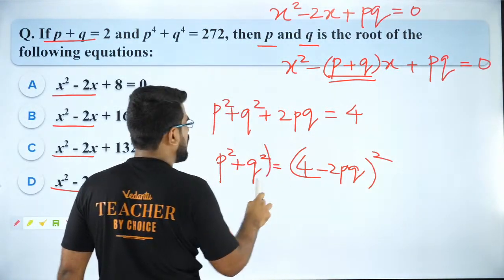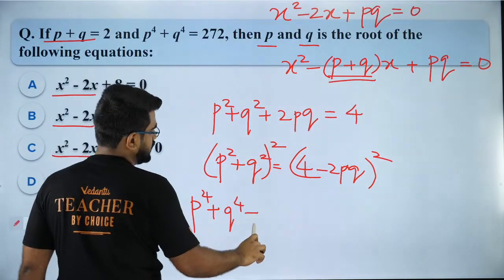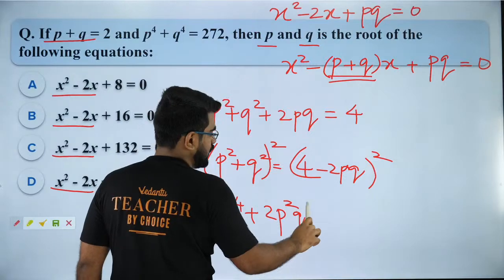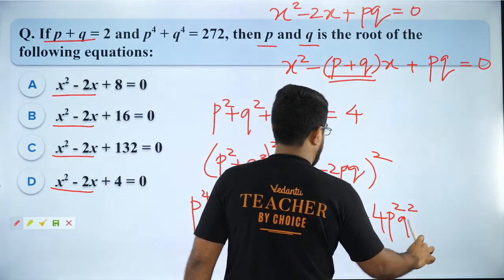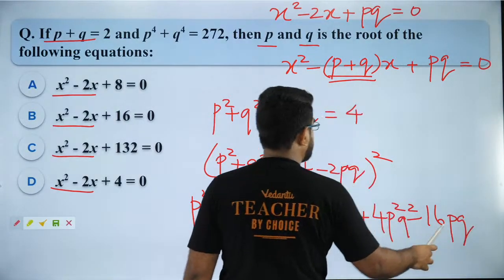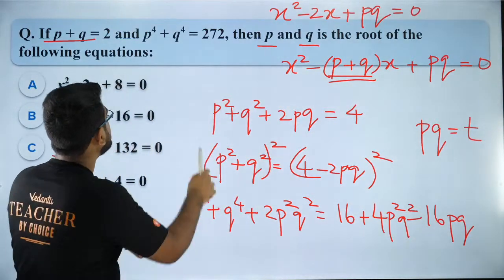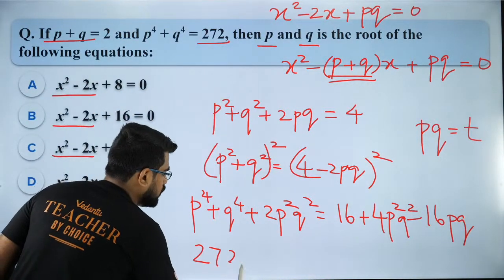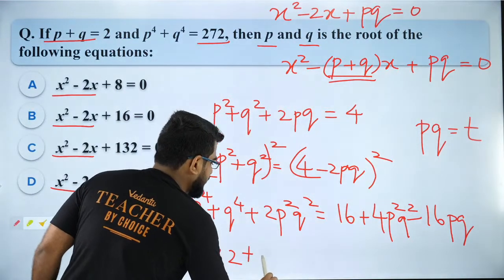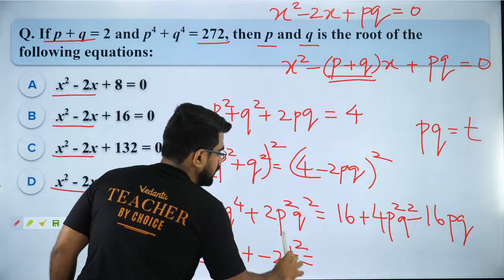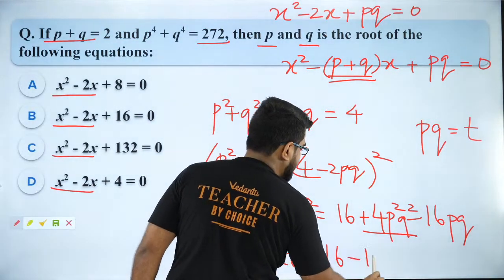So when I whole square it, what will I get? I will get again p power 4 plus q power 4 plus 2p square q square is equal to 16 plus 4p square q square minus 16pq. So guys, what I'll do is I'll take pq as some t. So I'll get 272 plus 2t square minus 4t square, so I will get minus 2t square is equal to 16 minus 16t.